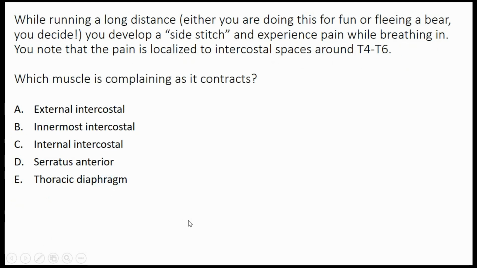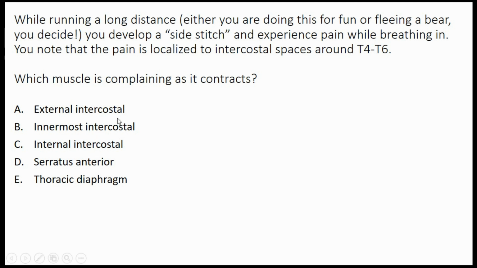All right, so running a long distance, you develop a side stitch. You get pain when breathing in, localized to the intercostal spaces around T4 to T6. So you're breathing in. Which muscle is complaining as it contracts? And that's what a side stitch is. It's a cramp or kind of an angry sensation coming from one of your muscles of inspiration.